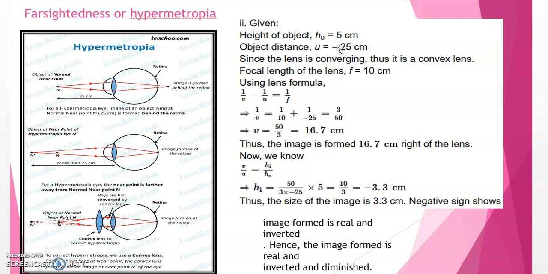So what will be the focal length? It will be positive. First use the lens formula. What is it said to determine? The position. So that means v you have to find, and then the size, so that means h, you have to find the height of the image. So use this lens formula, 1 upon v minus 1 upon u is equal to 1 upon f. Now 1 upon v will be 1 upon f plus 1 upon u.